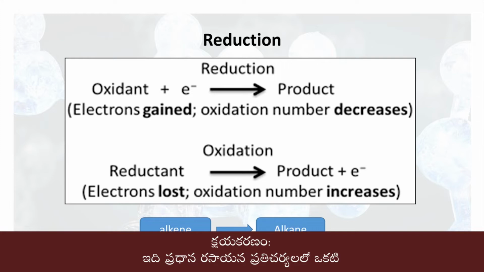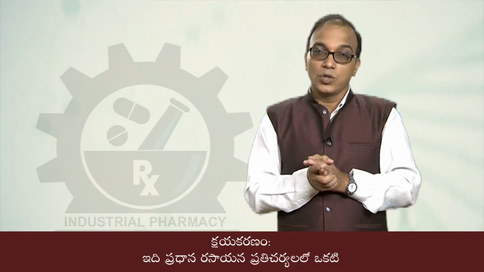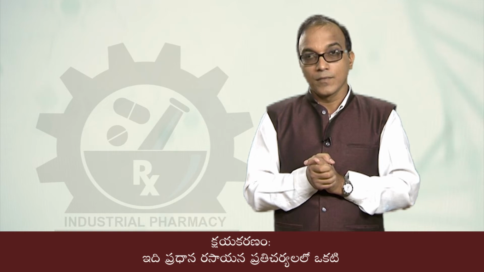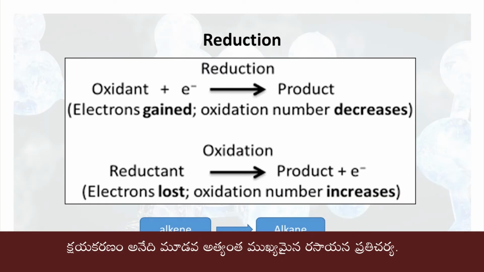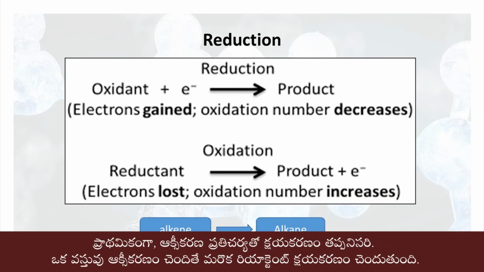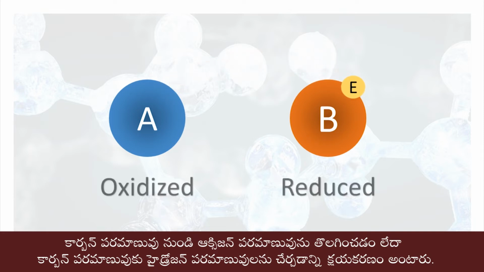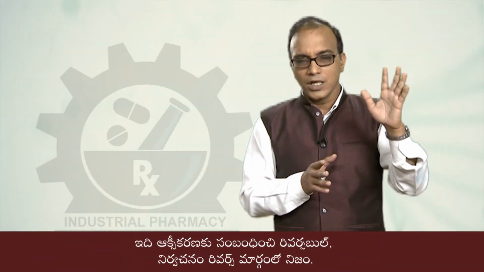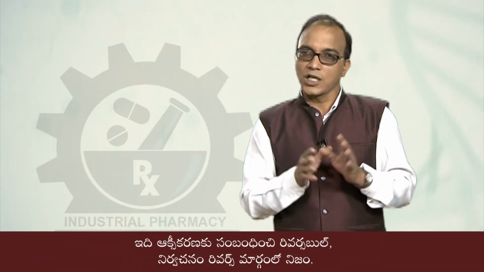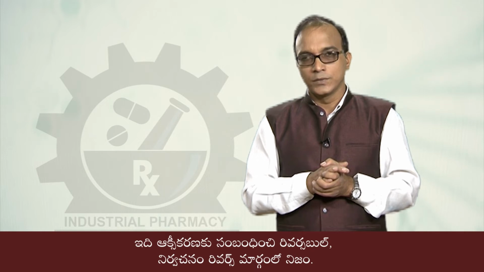Talking about the reduction, let me discuss the reduction, which is one of the major chemical reactions. It is the third most important chemical reaction. It is indispensable with oxidation reaction. If one thing is oxidized, the other reactant is reduced. Reduction: removal of oxygen atom or addition of hydrogen atom to the carbon atom is called reduction. It is reversible with respect to the oxidation. In the reverse way, the definition holds true.